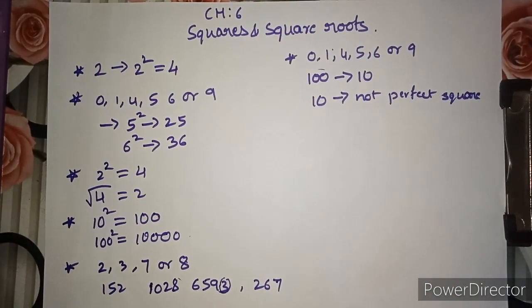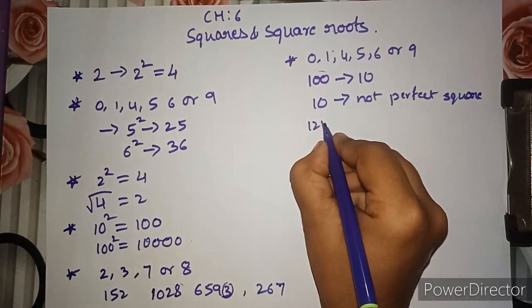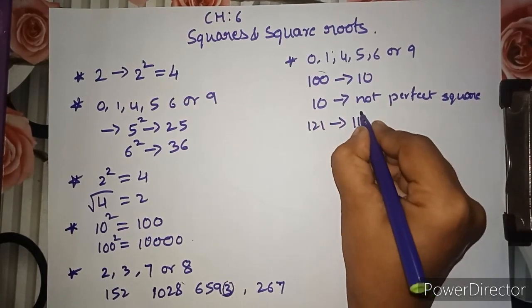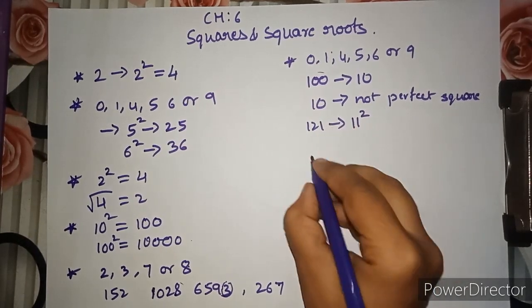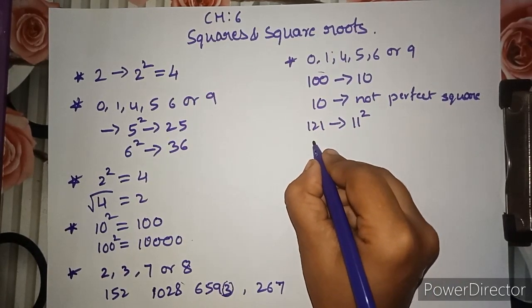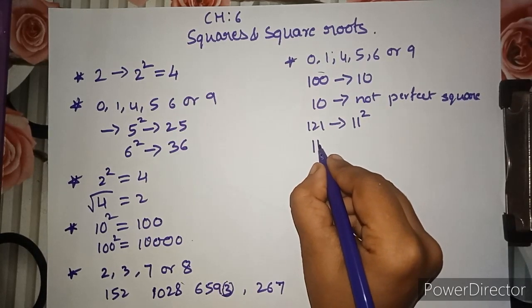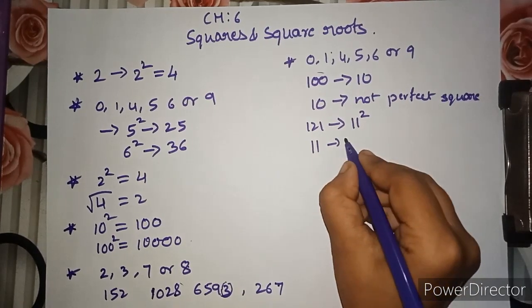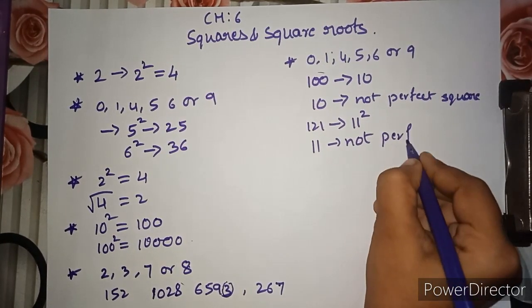In the same way, 121 has unit digit 1. The square root of this is 11; the square of 11 is 121. But 11 has unit digit 1, and it's not a perfect square.